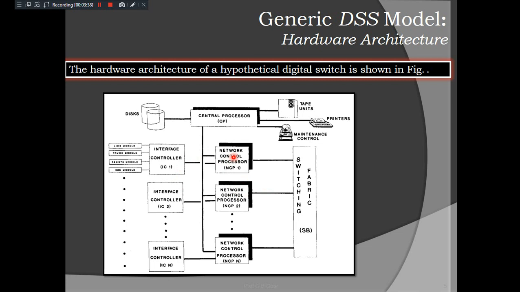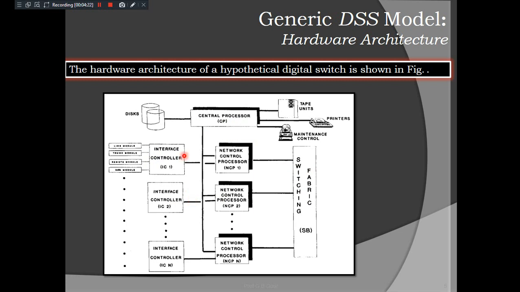This whole thing we have already seen in part 1 of module 5. There are three level controls. In the first level we have the hardware with interface controllers interfacing with line modules, trunk modules, etc. that we came across in the first level. In the second level we have the NCP, which are interconnected with the CP also. Then the last one is level 3. Here the arrangement is quite different.